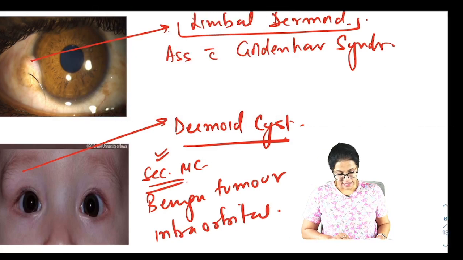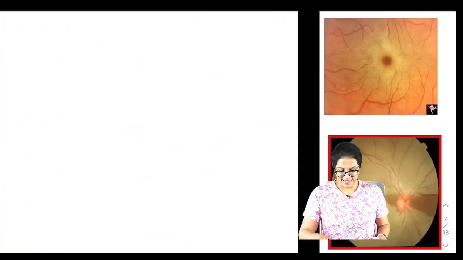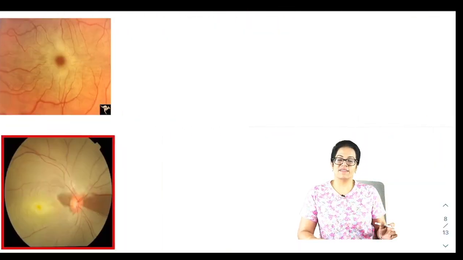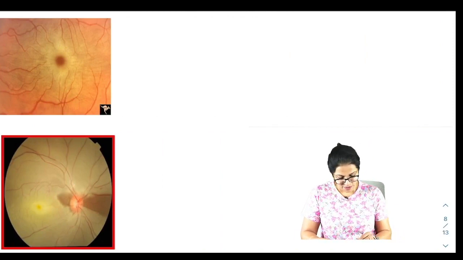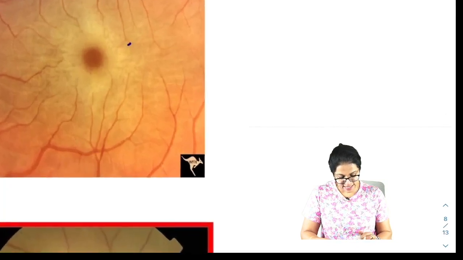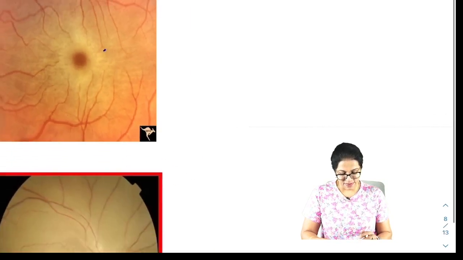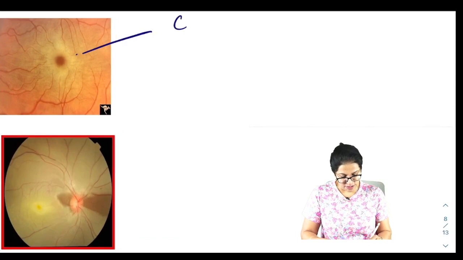Okay, then we come to the next question. The next is this, of course, again a repeated question in all exams. I hope you are very, very clear. We are looking at what? I can see the edematous area here and a red spot. Yes, we are talking about cherry red spot.